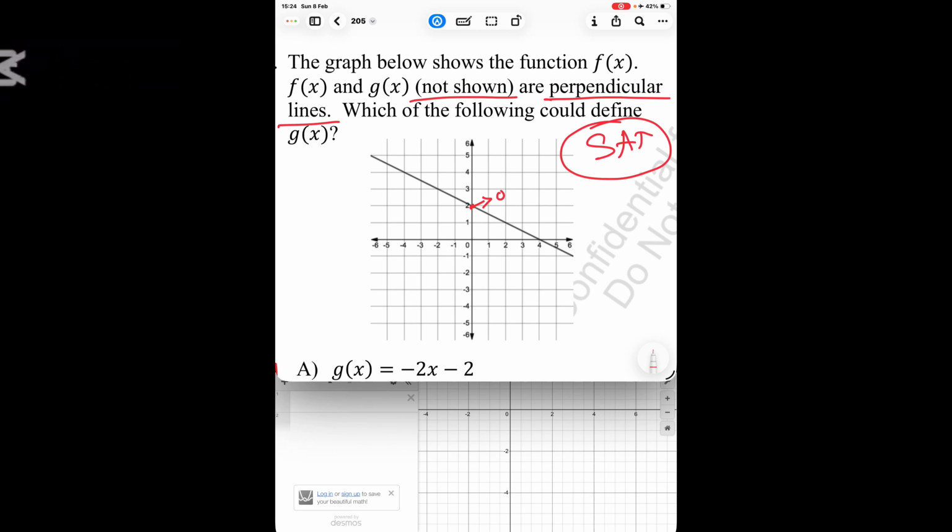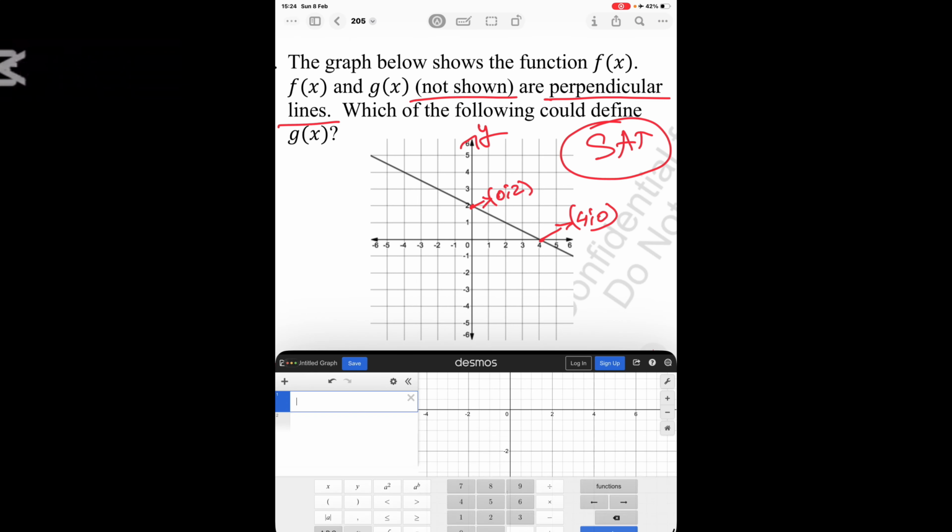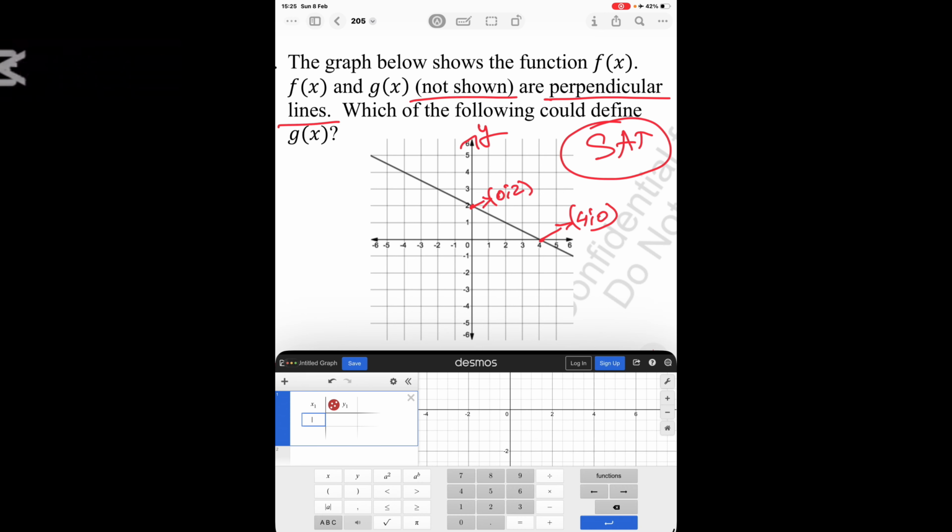So it's going to be 0 and 2, right? Because this is going to be the value on the y-axis. And this point is going to be 4 and 0. In this case, with the help of Desmos, you simply create a table and we can find the equation of this graph, which has points 0 and 2, and 4 and 0.